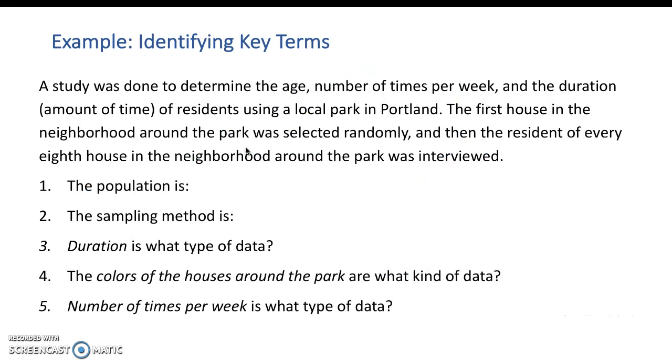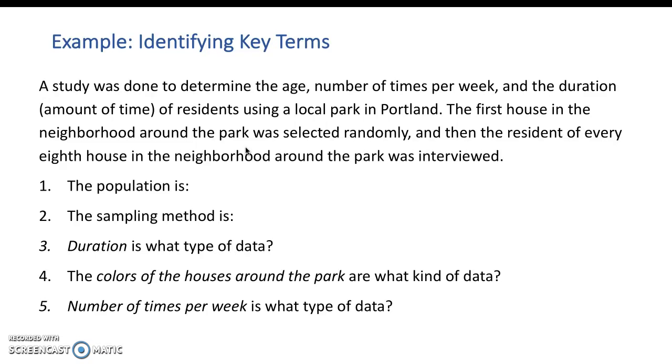Okay, a little bit more practice here. We want to identify those key terms that we have been talking about for this particular example. A study is done to determine the age, number of times per week, and the duration of residents using a local park in Portland. The first house in the neighborhood around the park is selected randomly, and then the resident of every 8th house in the neighborhood around the park was interviewed.